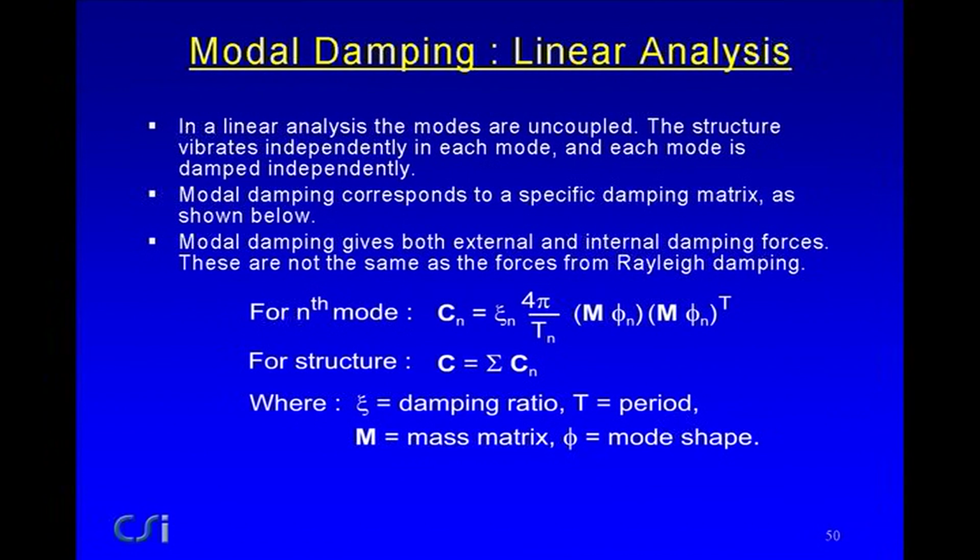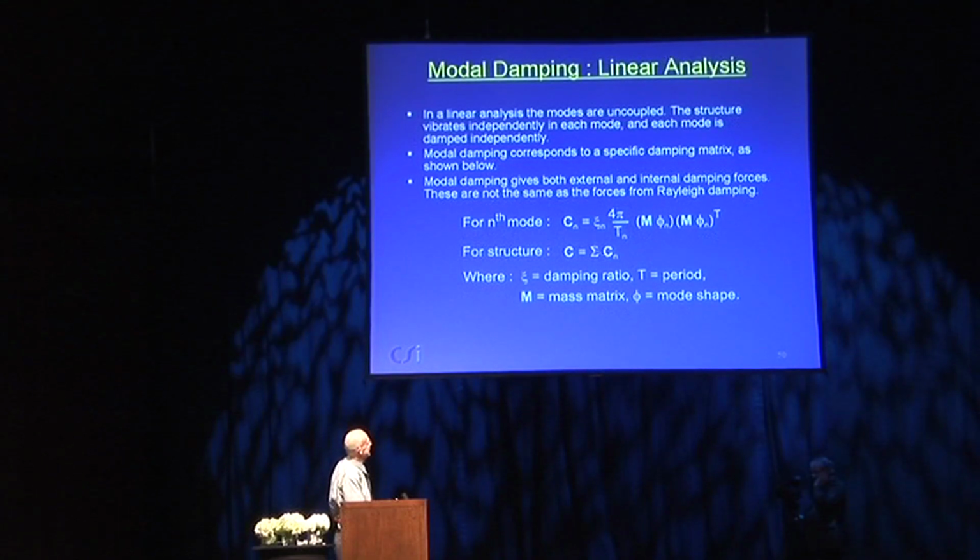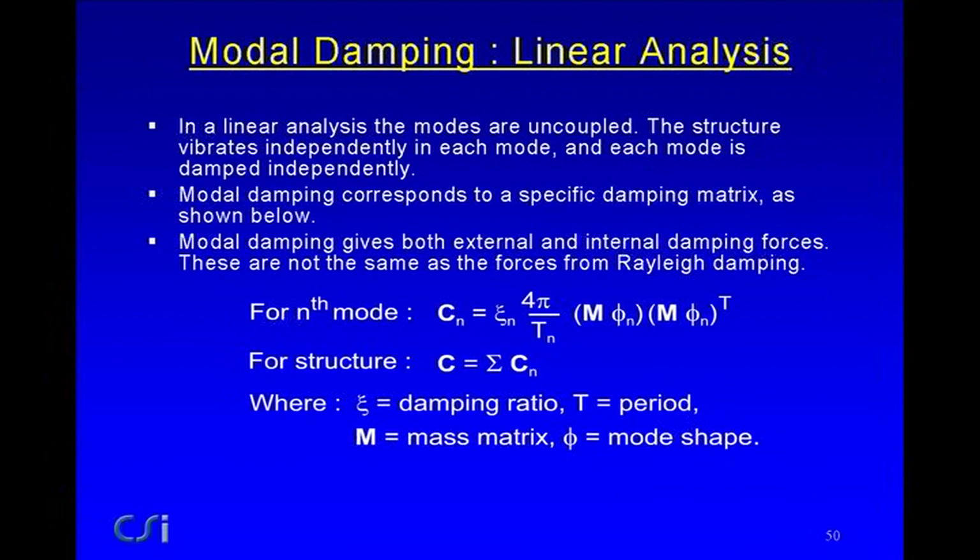If we look at modal damping for linear analysis, the modes are all uncoupled. That means that the structure vibrates independently in each of the modes, and they all get mixed up in some way. Modal damping corresponds to a specific damping matrix, and I'm not going to get into details, but this is what it means. The damping matrix for a linear analysis is the sum over all the modes of the damping ratio term, the period, the mass matrix, the mode shape, and a few things like that. So you don't ever evaluate it explicitly, but it does mean a specific damping matrix.